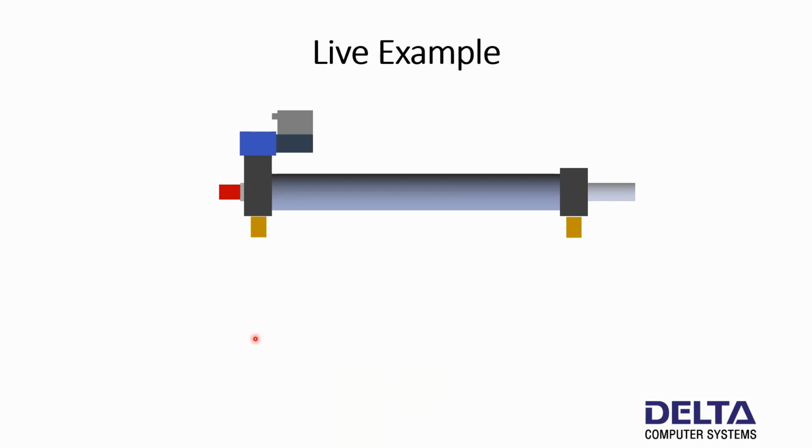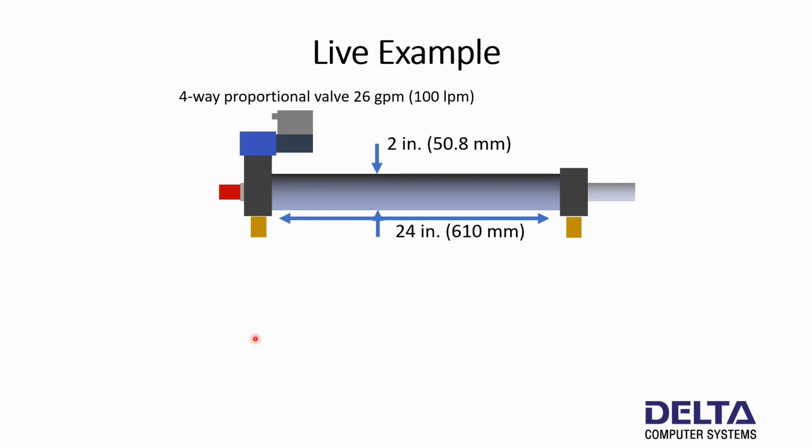So we're going to start with a live example. We have a hydraulic cylinder here that's running. You can maybe hear the hum through the background noise right now. 24-inch stroke, 2-inch bore. Four-way proportional valve, 100 liters per minute. We have a 1 micrometer position sensor. And we have pressure sensors on this cylinder to calculate the resulting force.